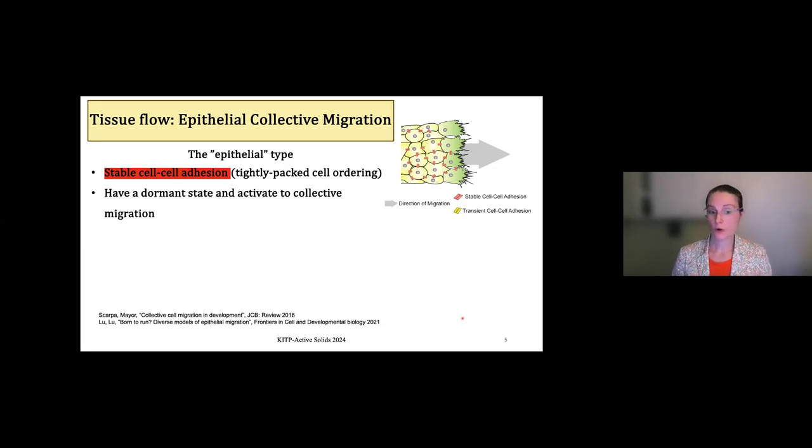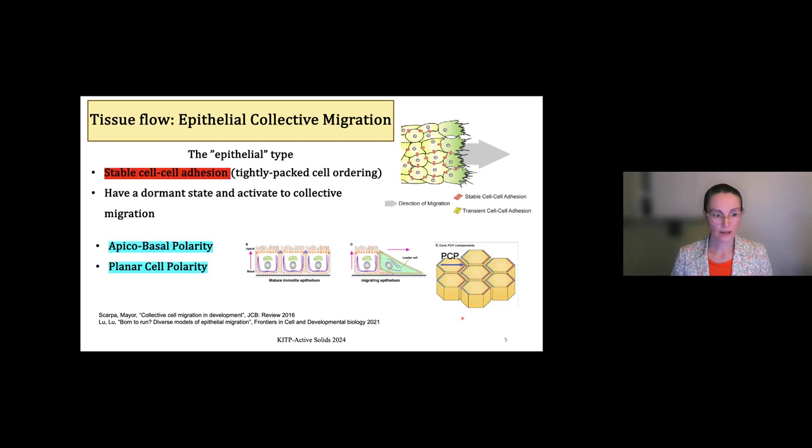They can also be in a dormant state, yeah? And when they get activated, they have a collective migration that is not necessarily correlated to them elongating and then moving in the direction of their elongation, as it happened with the mesenchyma. It's a bit more subtle, and it's still not fully understood.